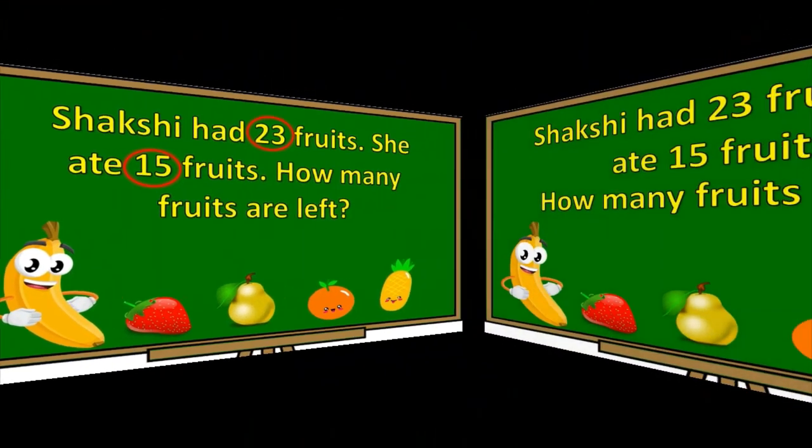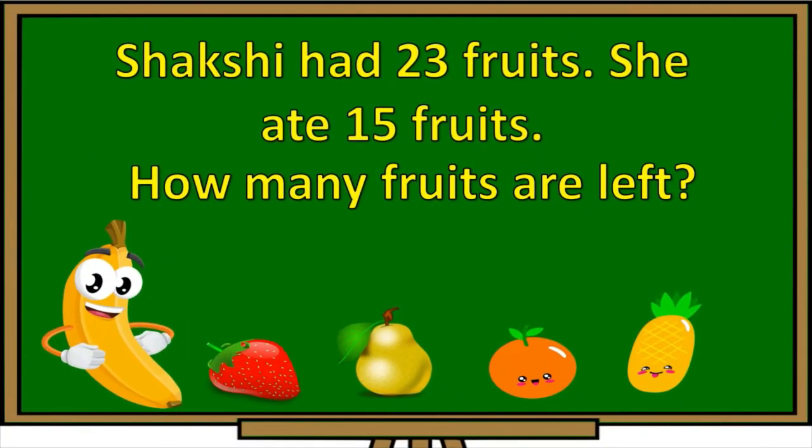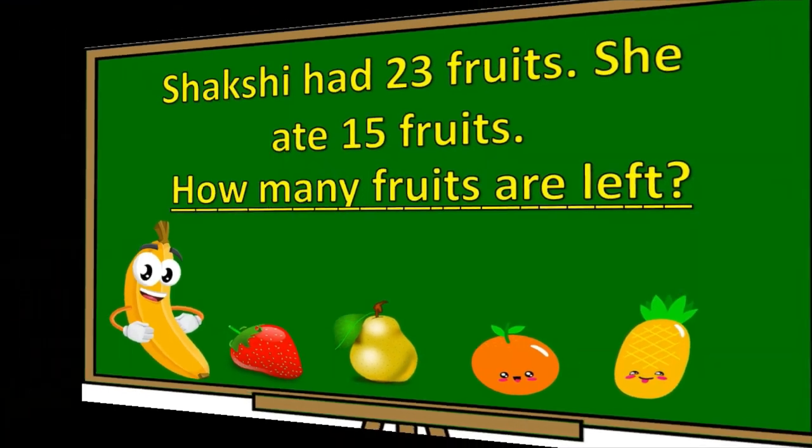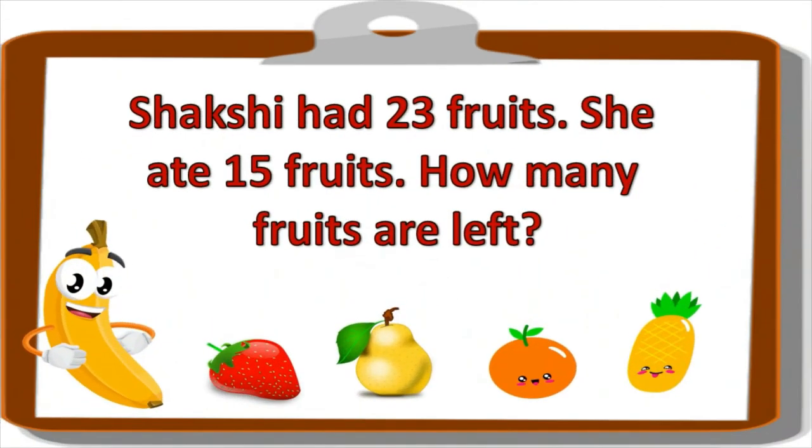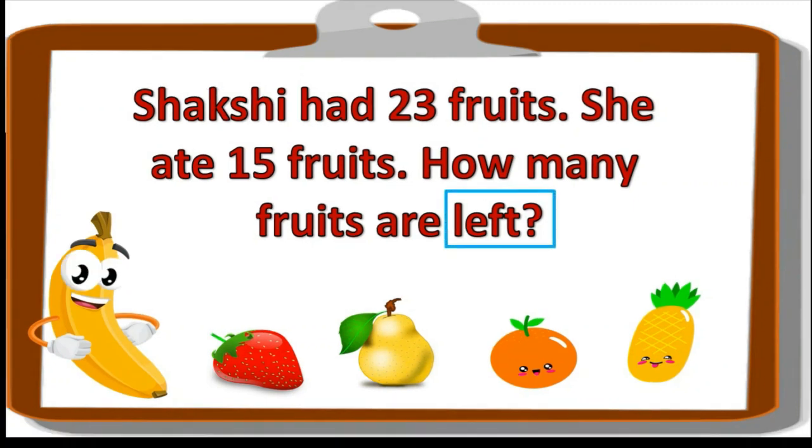The second step is to underline the question. Do you know what the question that is being asked here? Exactly. How many fruits are left? Let's draw a line under the question. We need to box all the math action words in this problem. These are the words that help us identify the math operation we need to complete. What is the math action word given here? Exactly. Left is a math action word, so go ahead and box the word.